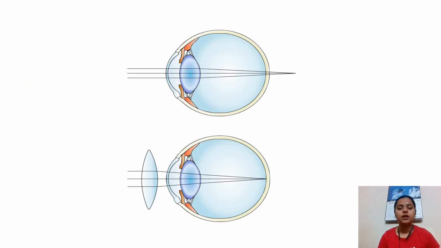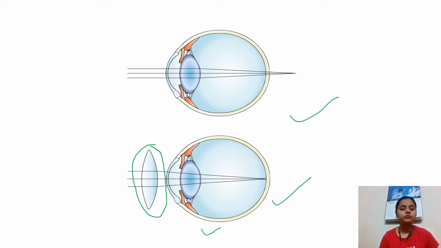Yes, this is the image. The first one and the second one. So what can you see in this image? In the first image the eye is a hypermetropic eye, because the image is forming behind the retina. But in the second image we can see that the eye is not the normal eye, but we are using a lens. We are using this lens for correcting this hypermetropia.